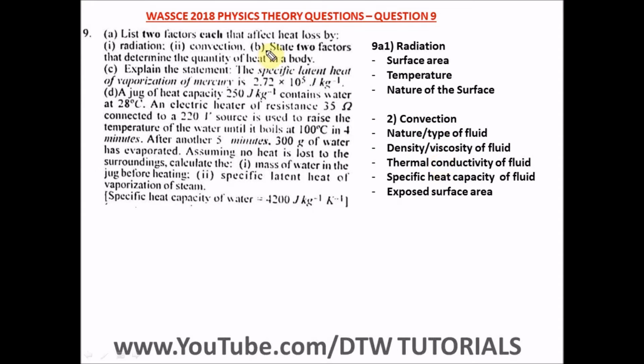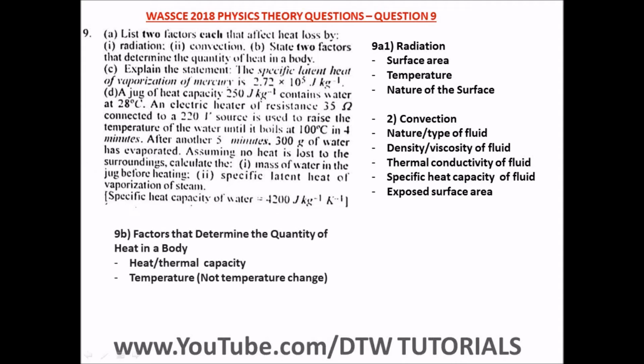Now question B says: state 2 factors that determine the quantity of heat in a body. So just 2 factors that determine the quantity of heat in the body. Now the first one is what? The heat capacity of the body.